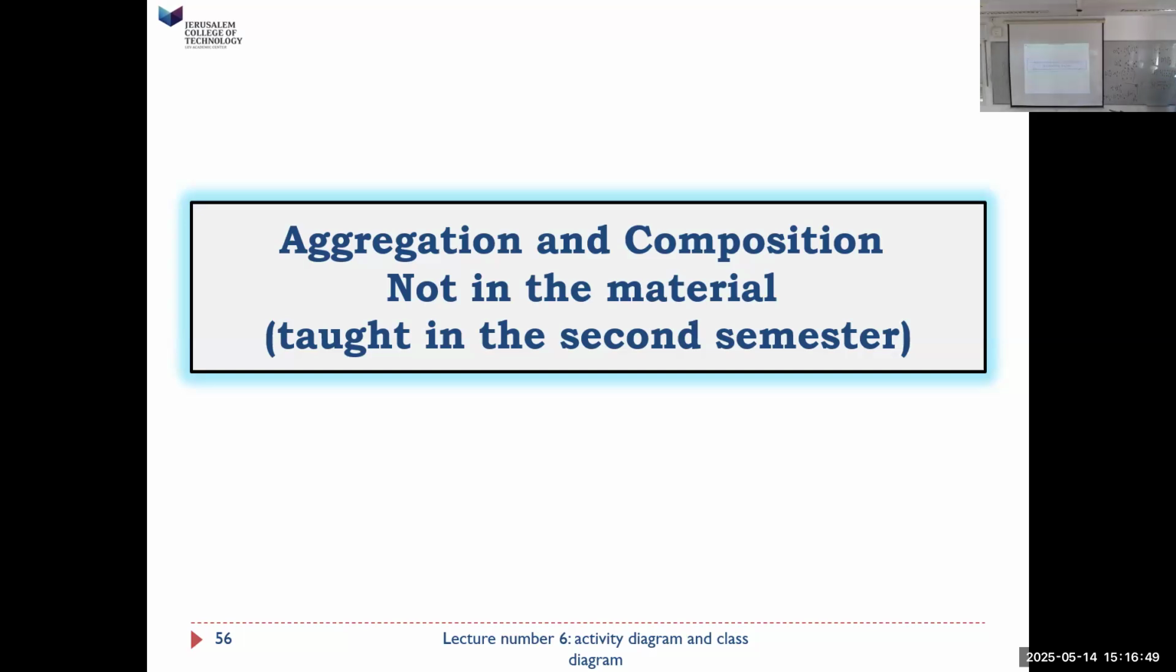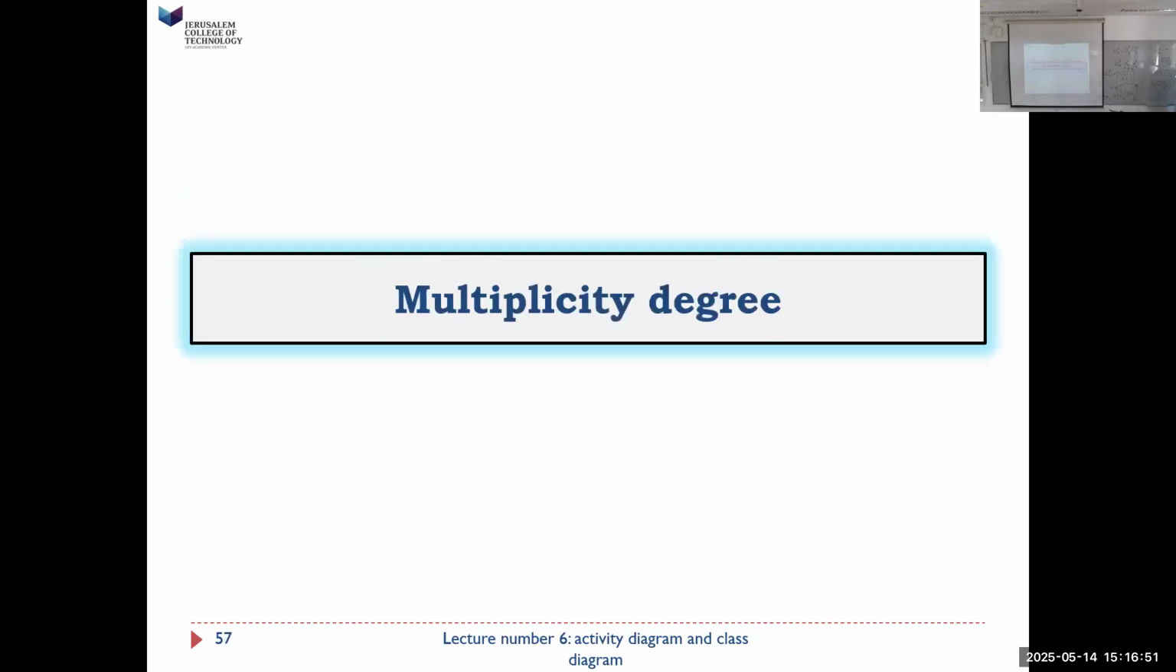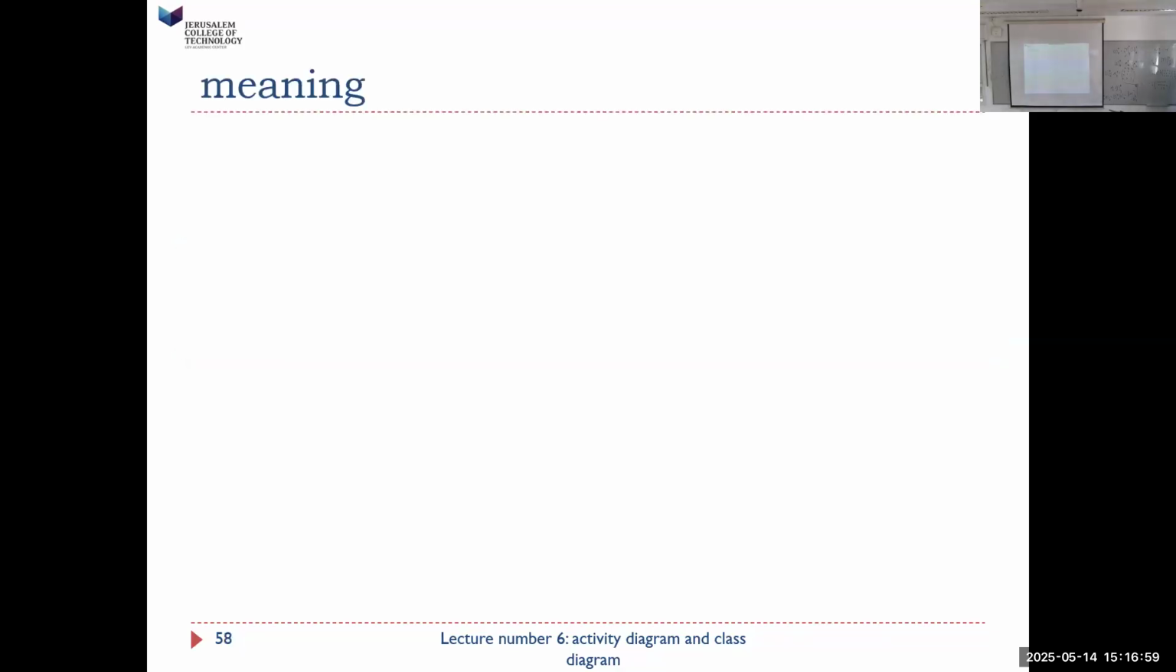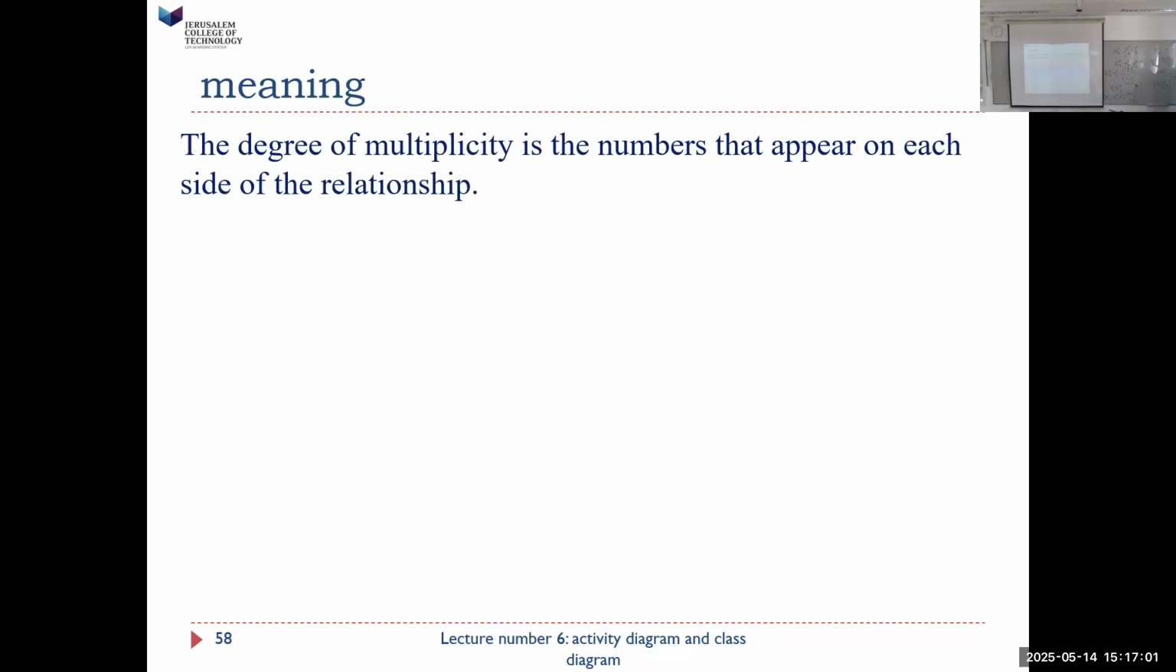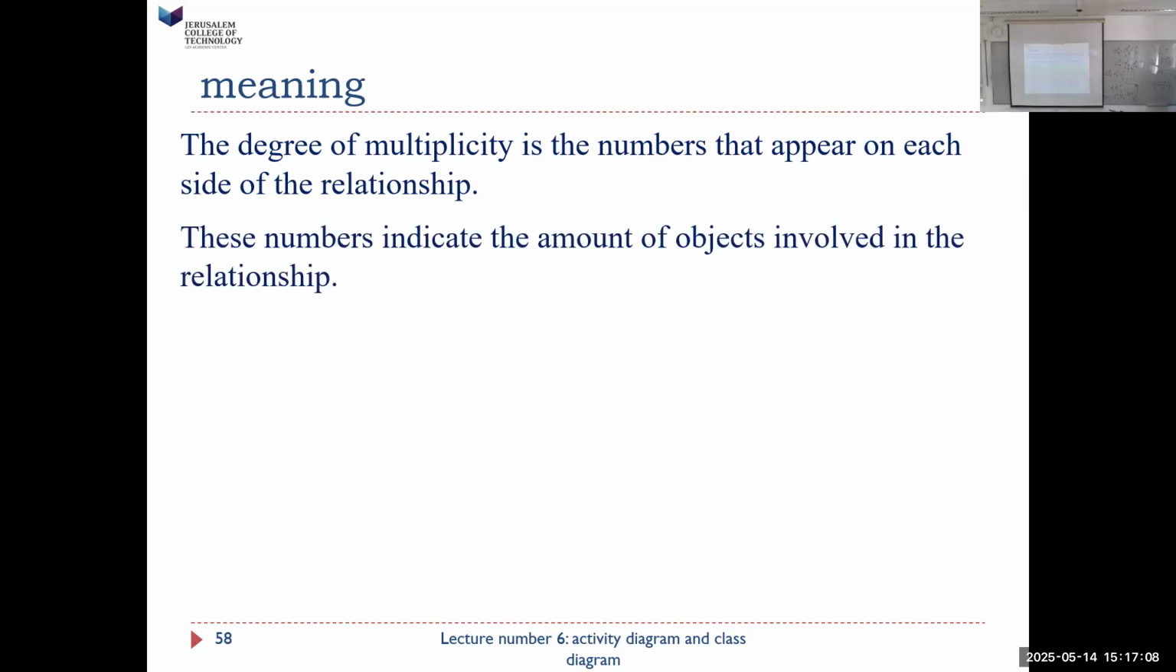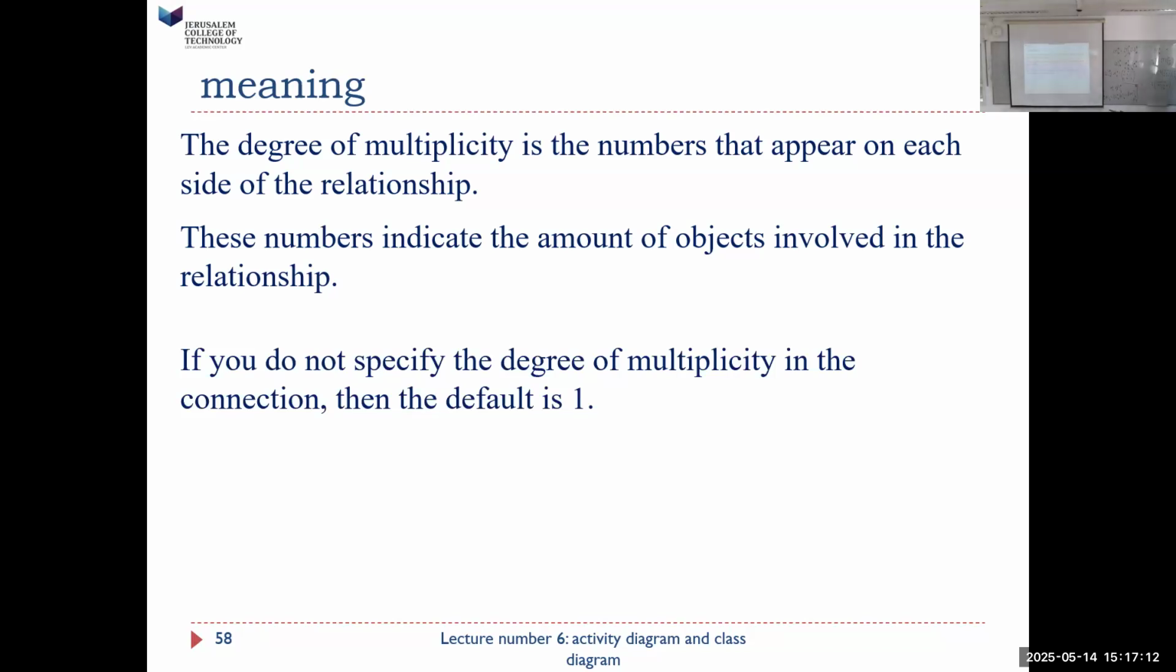So that's composition versus aggregation. It has to do with the life of the instance: who created it, who deletes it, and when the delete occurs. Anyway, multiplicity, meaning the degree of multiplicity, is the number that appears on each side of the relationship. This number indicates the amount of objects involved in the relationship. If you do not specify the degree of multiplicity, then it's 1.